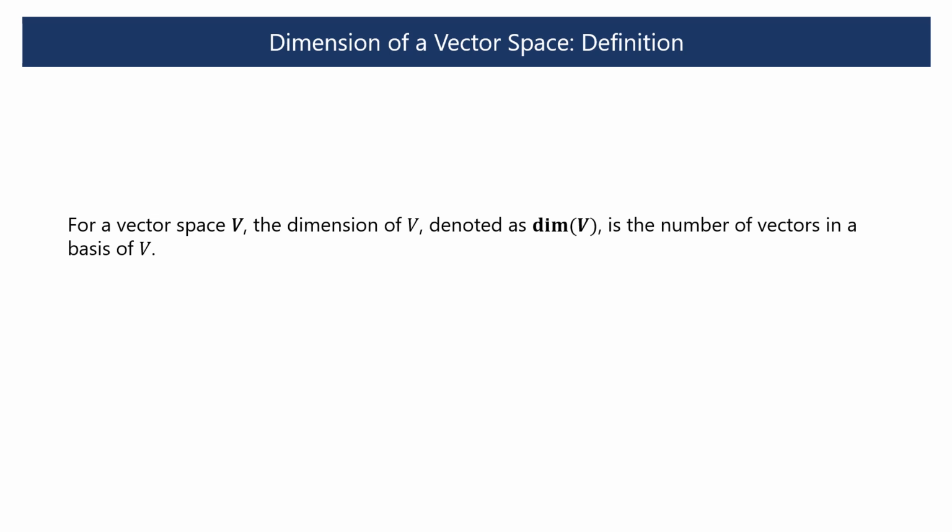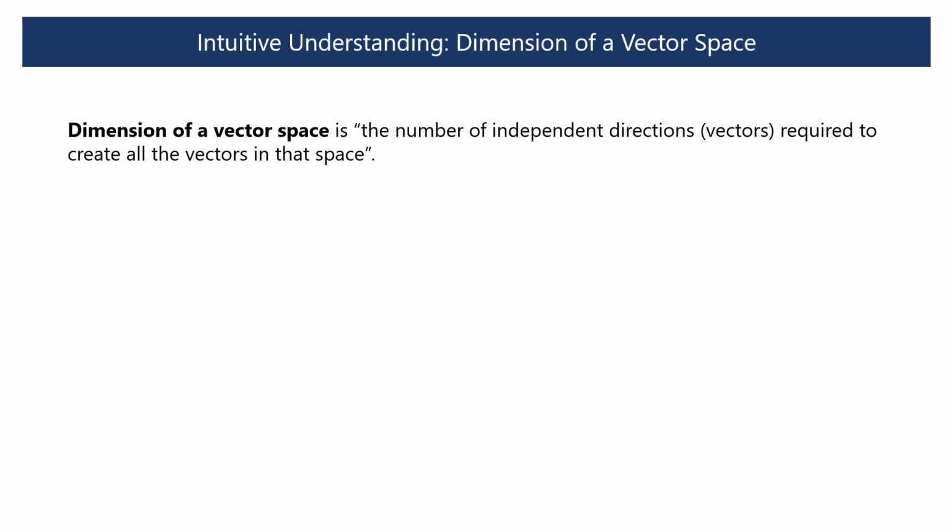Formally, dimension of a vector space can be defined in this way. For a vector space V, the dimension of V, denoted as dim V, is the number of vectors in a basis of V. Simply put, the dimension of a vector space is the number of independent directions required to create all the vectors in that space. Let's consider some simple examples.